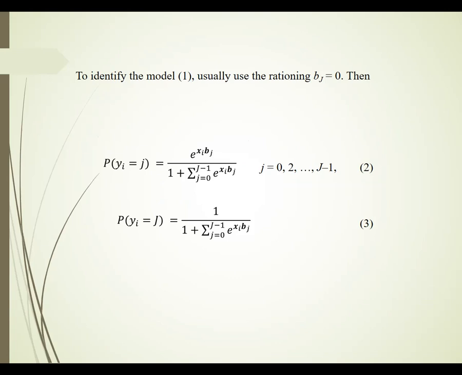To identify the model, usually use the normalization bj equals 0. This is one of the features of building a polynomial logistic model. According to this feature, only the coefficients of the first j dependencies b0, b1, ..., bj-1 are calculated, in accordance with formula 2, which gives the first j probabilities p(y=0), p(y=1), ..., p(y=j-1). The probability of choosing the last option p(y=j) is not calculated, but determined separately using formula 3.